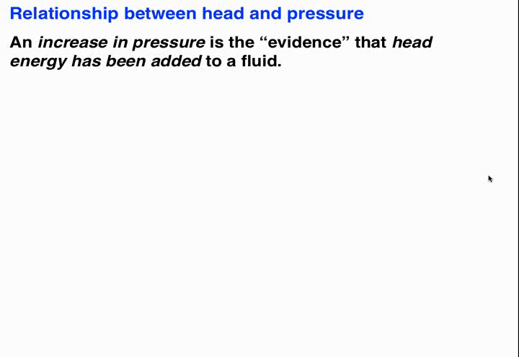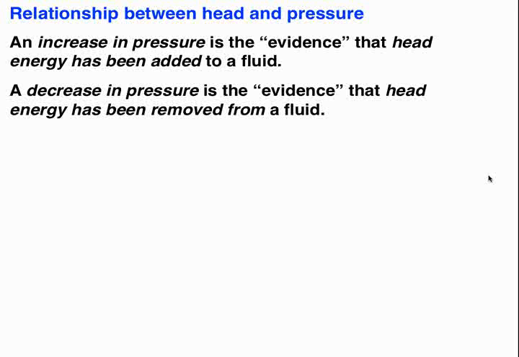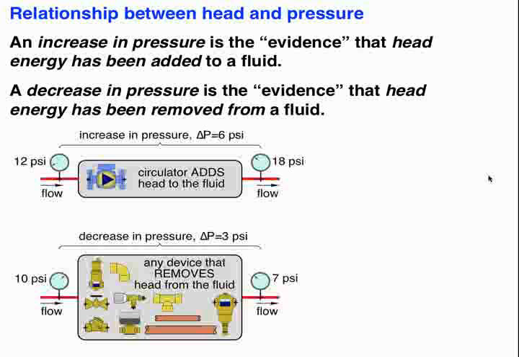Think about water now going through a boiler. Water comes into the boiler at some temperature. Maybe it comes in at 140 degrees Fahrenheit, and it leaves at 150 degrees Fahrenheit. How do we know that we've added heat to that water? We can't see heat, okay? But we can certainly see the evidence that the temperature has increased. So just like an increase in temperature is the evidence that we've added thermal energy or heat to the fluid, an increase in pressure is the evidence that head energy has been added. And vice versa, a decrease in pressure is the evidence that head energy has been removed from the fluid.